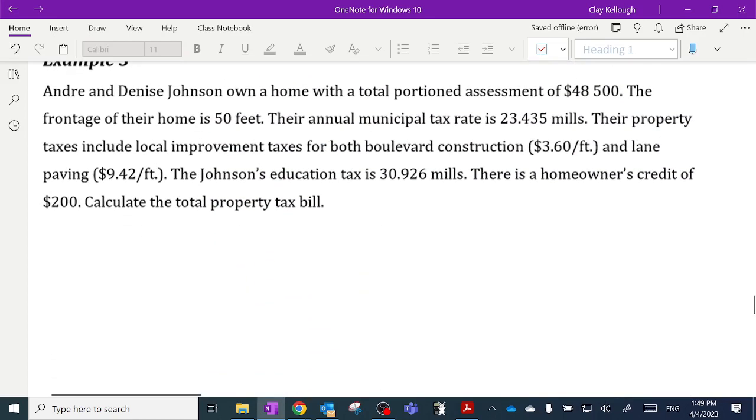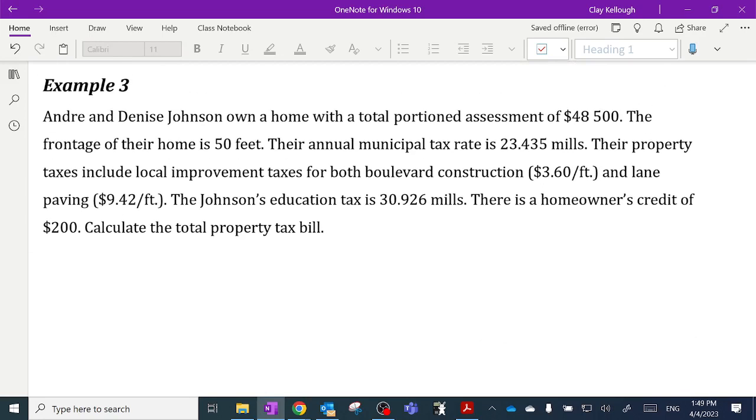And you'll see, okay, so Andre and Denise Johnson own a home. And, oh, look, this is the portioned assessment. So what does that mean? It already is 45%. So I don't have to do the 45% thing. It's already built into that number. It is the portioned assessment. It's telling me what to do. So the portioned assessment is $48,500. Ooh, the frontage of their home is 50 feet. I guess I kind of skipped over that part. We'll come back to this example.